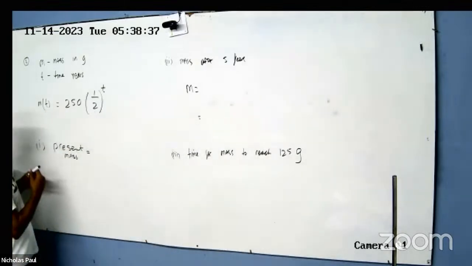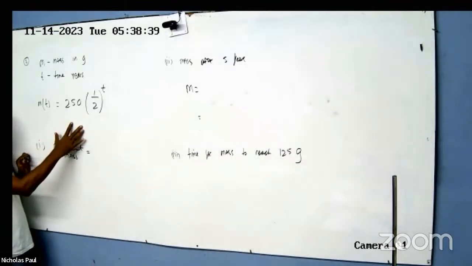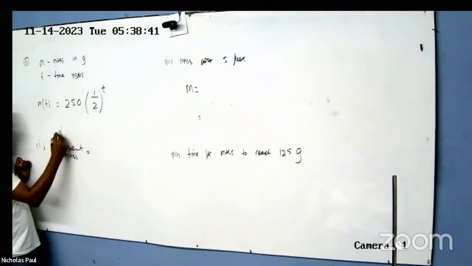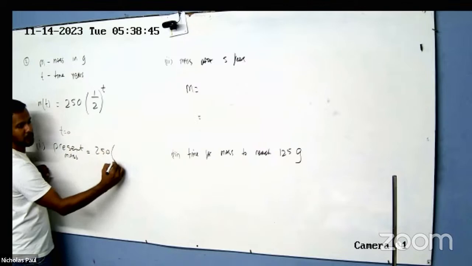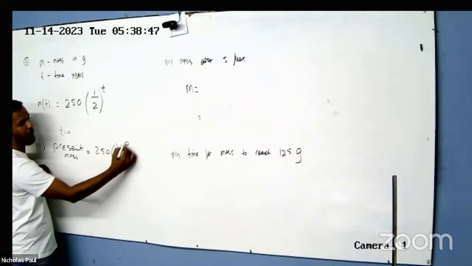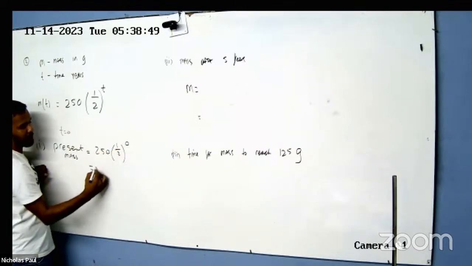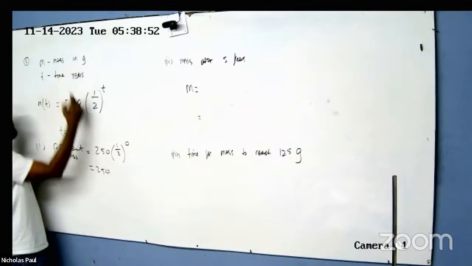Right, so this is the modeling question. Present mass means when t is zero, so you're plugging in t is zero here. 250 times a half to the power of zero, and anything to the zero is one, so the answer is 250 grams.